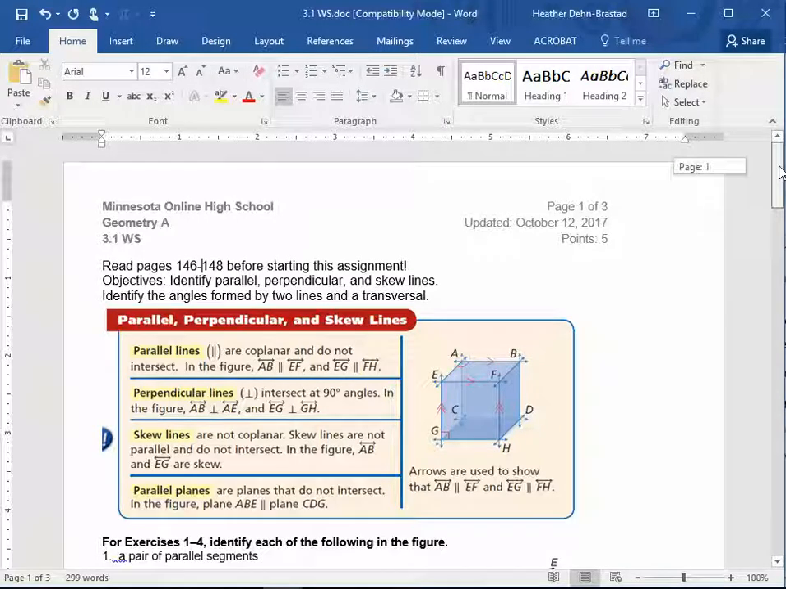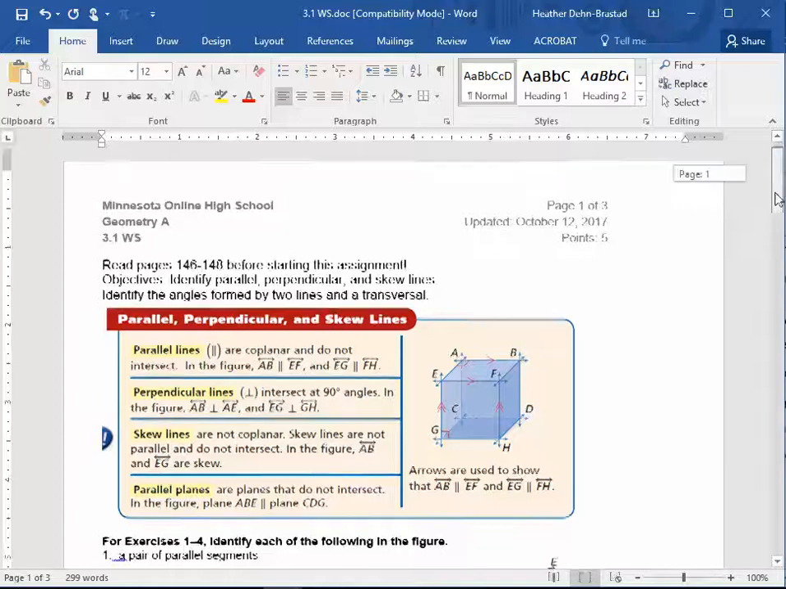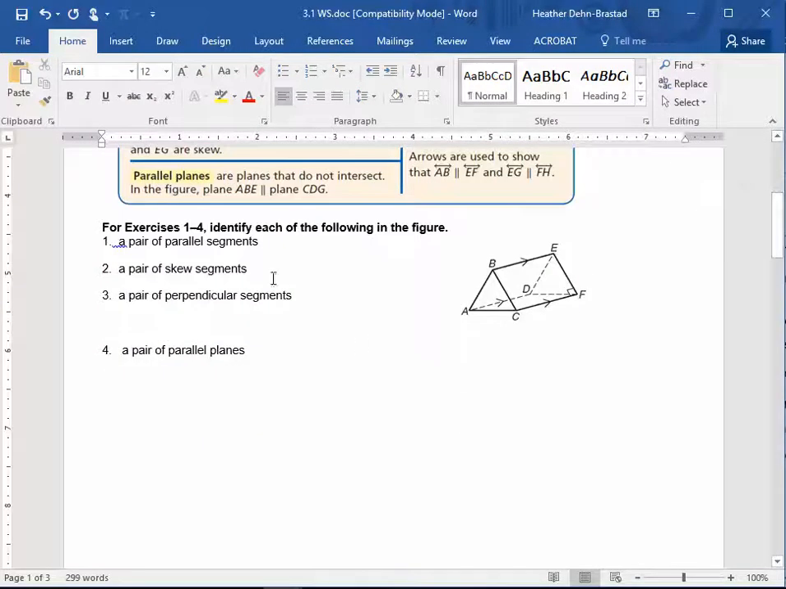For example, in the room that I'm in right now, the edge of the ceiling where it touches the wall, that's one line, and that is a skew line to a line that is along the floor because they're in different planes. They will never intersect. They're not parallel to each other, so those are skew lines. So you need to identify from here the different kinds of lines.